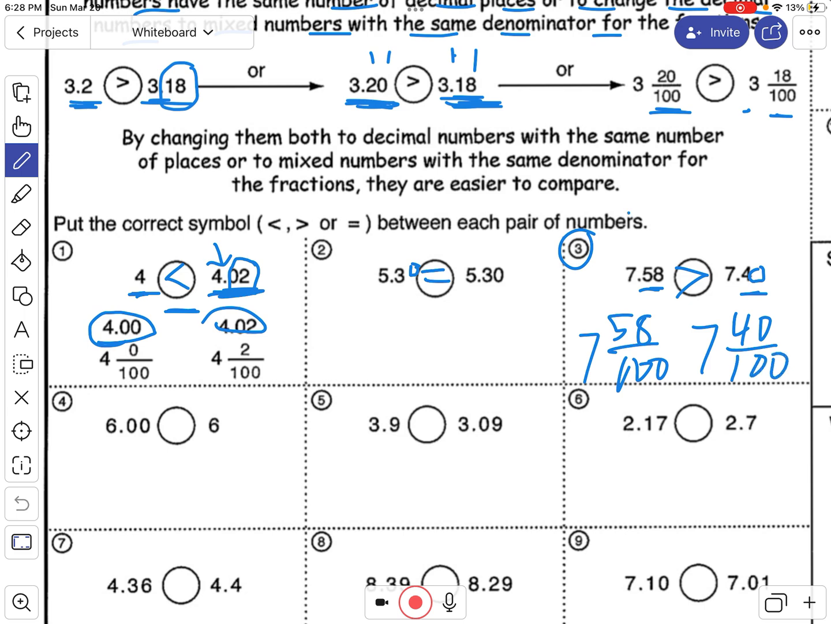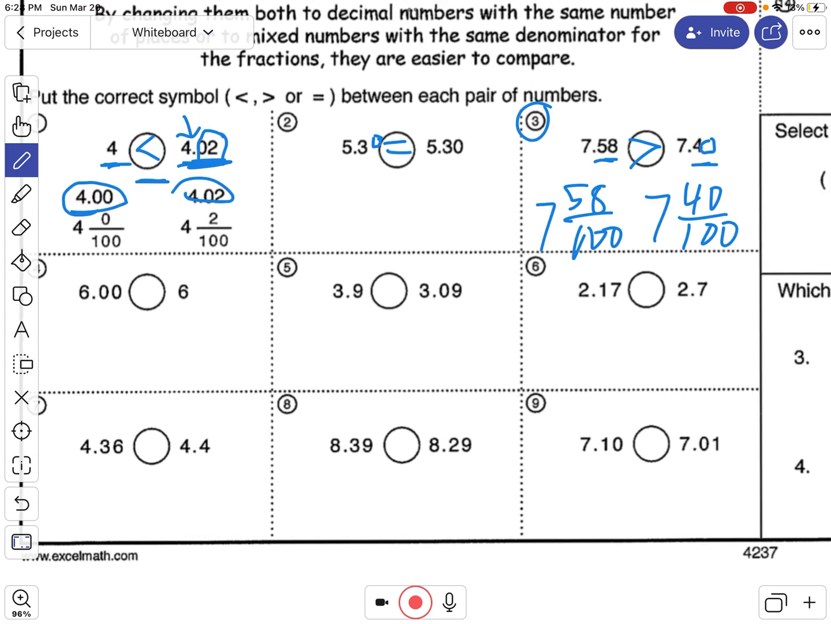All right, why don't you pause the video and do all of these, 4 through 9, and then turn the video back on. So we have, you should have already done this, 6 and 6. Those are equal to each other. You could put 6.00 there. 3.9 and 3.09. Well, if we put a 0 there to make it have the same number of digits, because there's no hundredths place, there's only a tenths place in the 3.9, that's like $3.90 compared to $3.09. 3.90 is the bigger one. 2.17 compared to 2.70. You should have put a 0 right there.